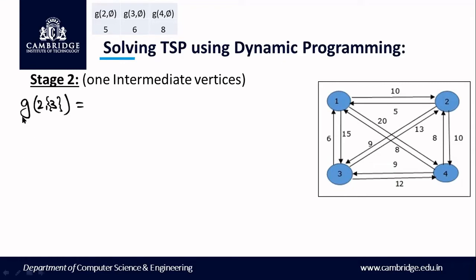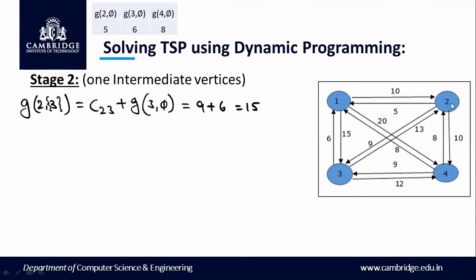So here in this case, G of 2 comma set 3 indicates that there is one element in the set available. Vertex 2 takes a path to the source vertex via vertex 3. That means there is a connectivity from vertex 2 to vertex 3, then the cost of the shortest path from 3 to source. So that is given in the form of C of 2 to 3 plus shortest path from 3 to the source vertex. So that is given as 9 plus 6, which is 15.